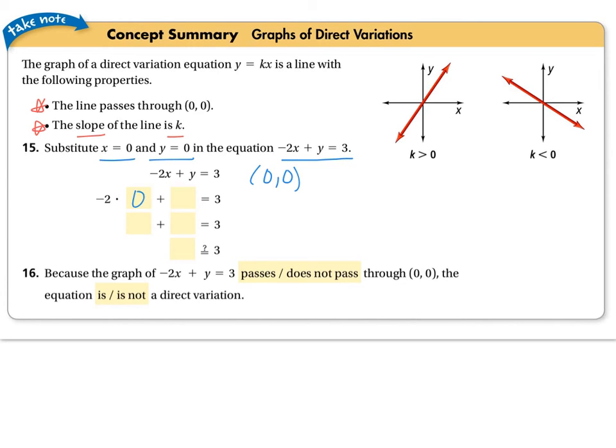So 0 in for x, 0 in for y, -2 times 0 is 0, and of course 0 plus 0 is 0. So this is not true. And because that does not pass through 0, 0, that equation, -2x plus y equals 3, is not direct variation. Because remember, there's two things that must happen. It must pass through 0, 0, and the slope of the line is also k, and k is the slope of the line.